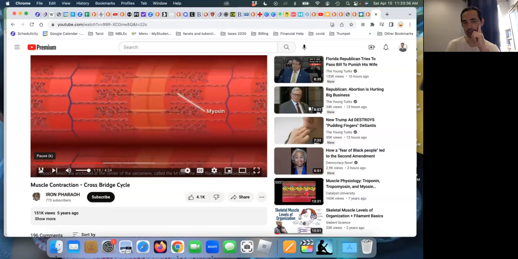Center of the sarcomere, called the M line. I do not believe that you need to know M line, H zone, I bands. I don't think you need to know those.